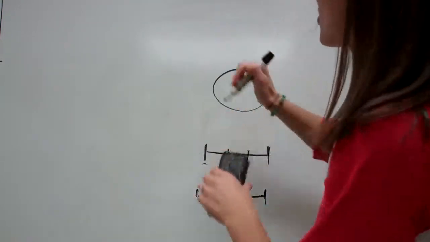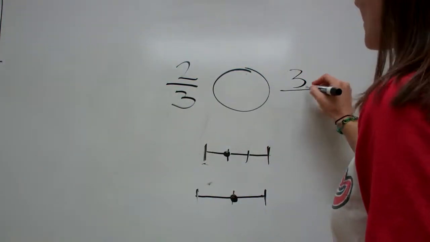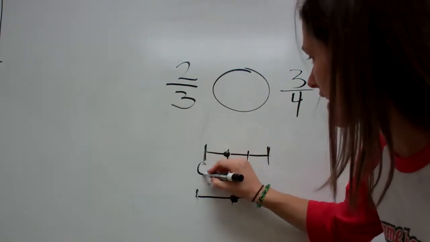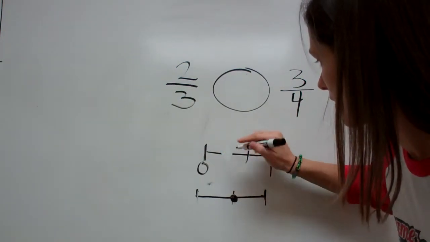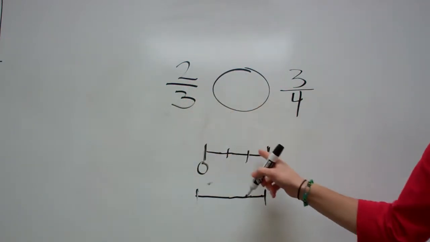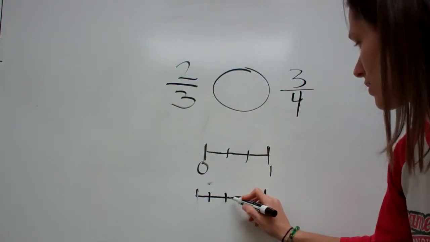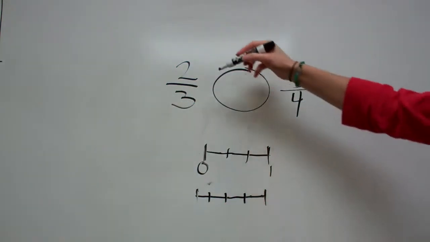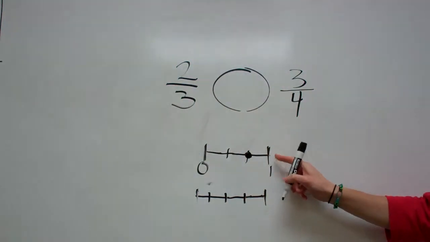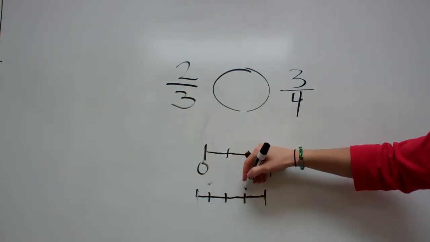This next one is going to be 2/3 and 3/4. This one's going to get a little bit harder. So what I want you to see is I have my 0 and my 1. This one's broken up into 3s, 1, 2, 3. This one's broken up into 4s. So, everybody watch. This one's going to be 2 out of 3, 1, 2 out of 3. It's equal. This one's going to have 3 out of 4. It's equal. 1, 2, 3.